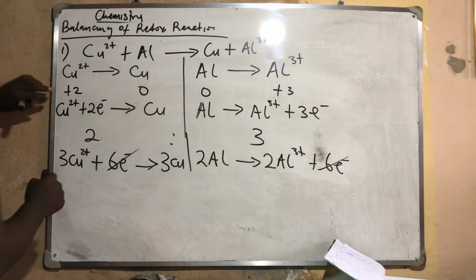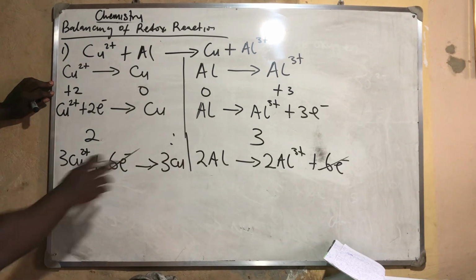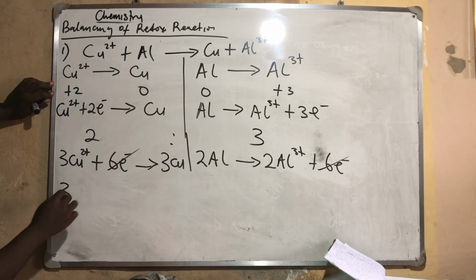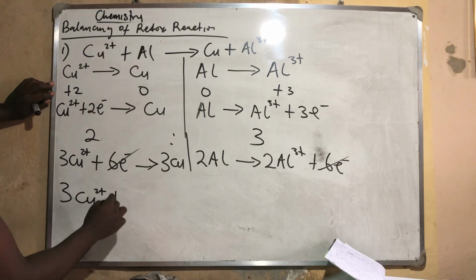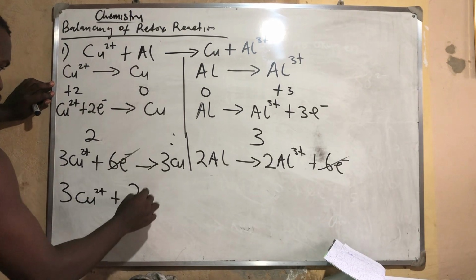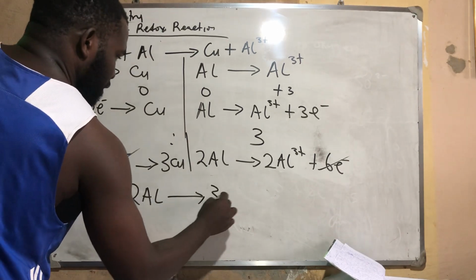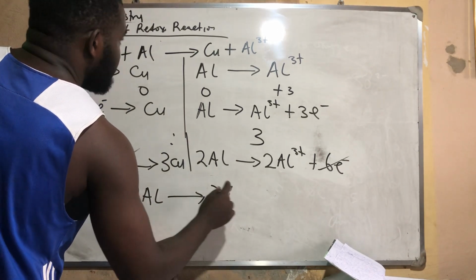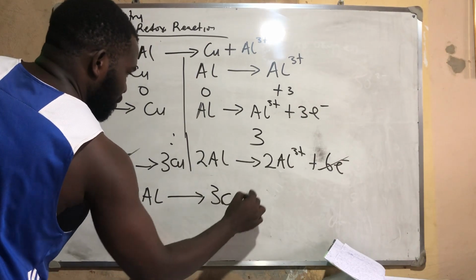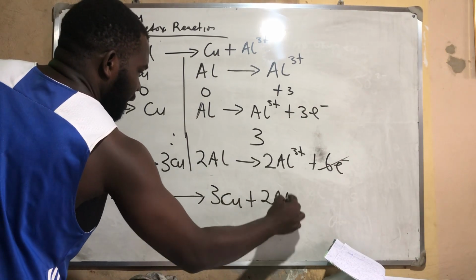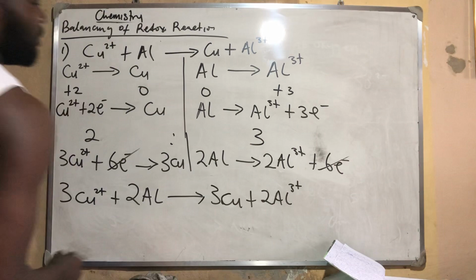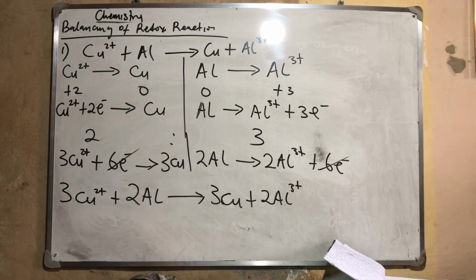So my answer will now be: bring the reactant to the reactant and the product to the product. So I have 3Cu2+ plus 2Al to give 3Cu plus 2Al3+. So this is a well balanced redox equation.